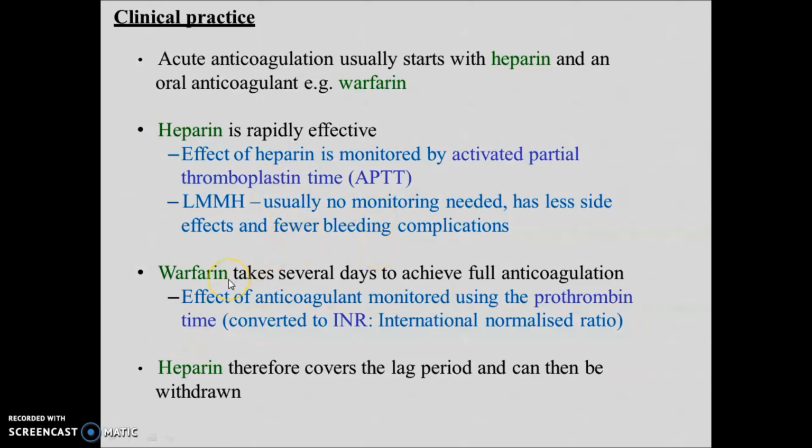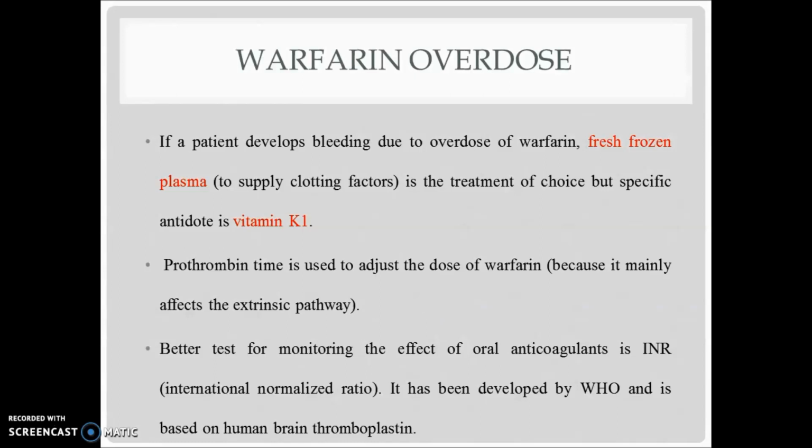Now when you give warfarin for several days, what do you have to monitor? You have to monitor the PT, that is prothrombin time. Fine. And also one important thing, your PT is also used to monitor the extrinsic pathway. Fine. And whenever there is an overdose of heparin, we give IV protamine sulfate, and when there is an overdose of warfarin, we have to give first fresh frozen plasma. Why? Because they have clotting factors. But the specific drug for warfarin overdose is vitamin K1.